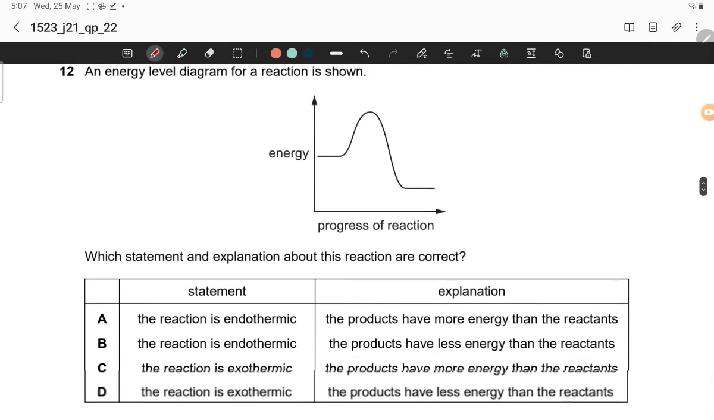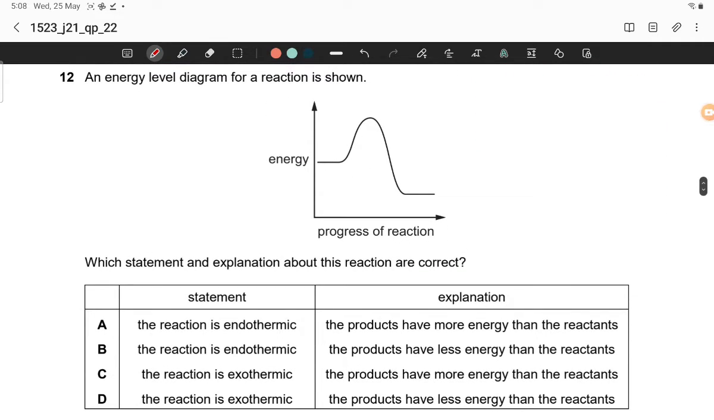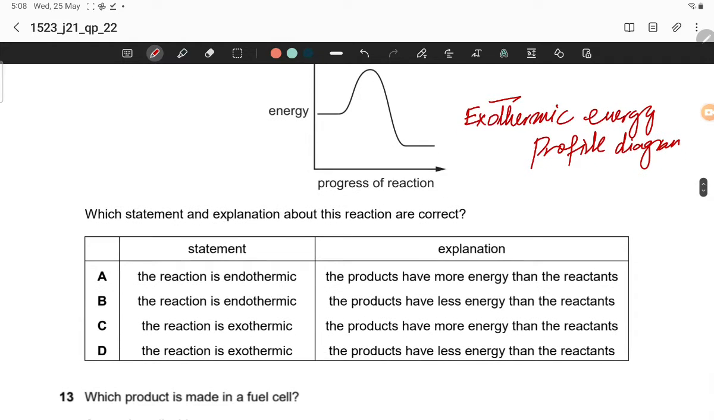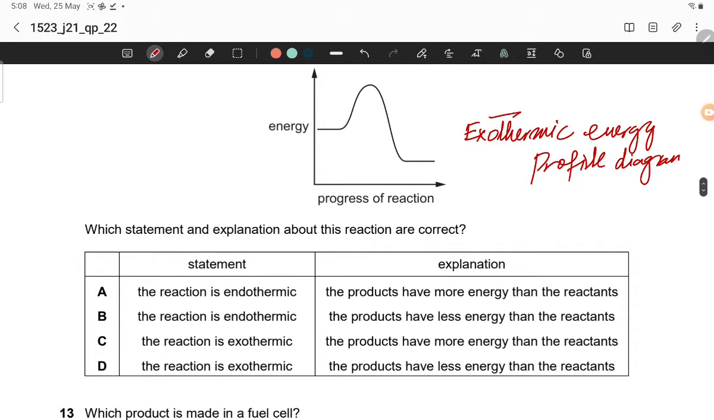The energy level diagram for the reaction is shown. This energy level diagram is an exothermic energy profile diagram. Which statement and explanation about this reaction are correct? The reaction is endothermic, not correct, and not correct. These two are wrong because the reaction is exothermic.